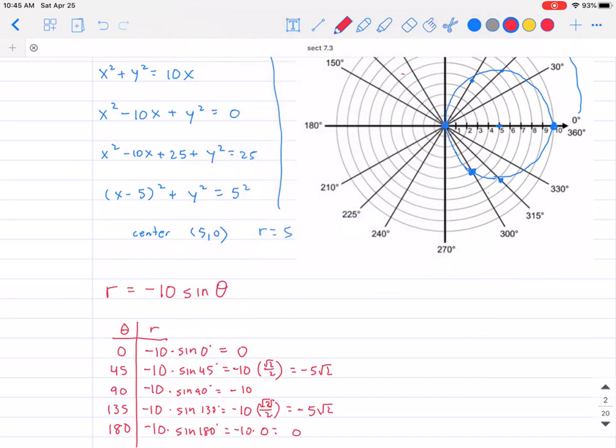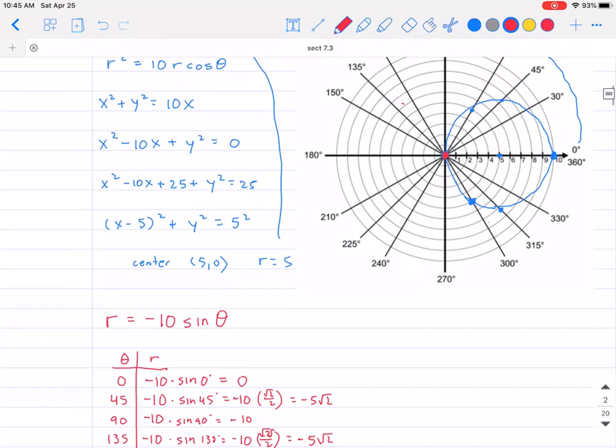So again, we have these negative values of radius, so we have to be very careful here. This time, I'll go ahead and use the graph in red, but I'm going to use the same polar paper just so that we can save a little bit of space. Or actually, we can also compare to the previous graph. We start at 0 degrees and radius of 0, so that means we start at the pole.